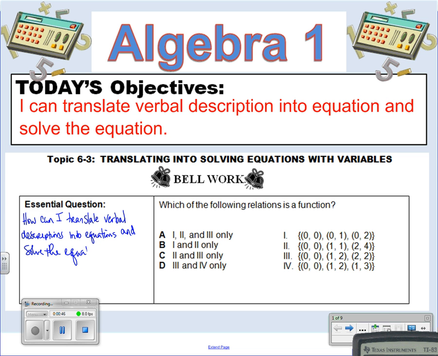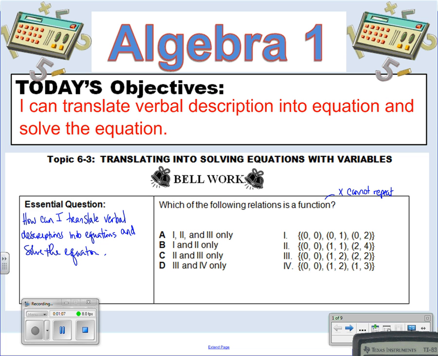So we have two things going on. First, we have to translate the verbal description into the equation, then actually solve the equation. But let's start with a Bell-work problem that reviews relations and functions. Which of the following relations is a function? In order to be a function, your x cannot repeat. They must all be different.